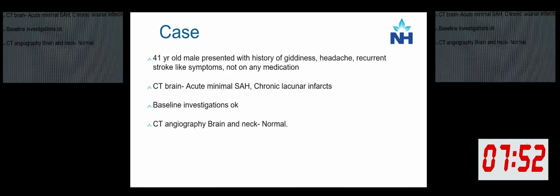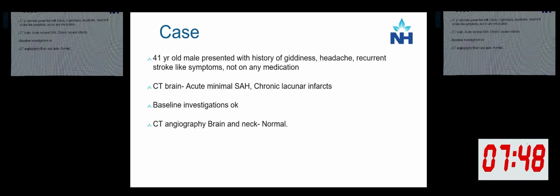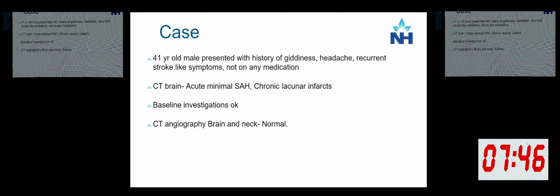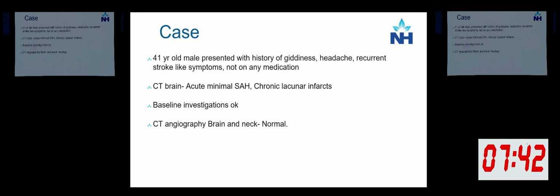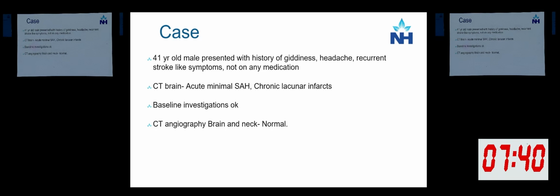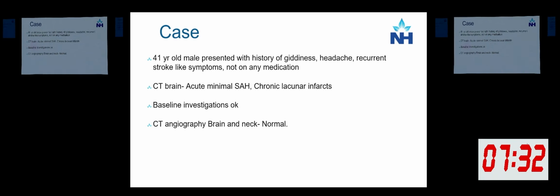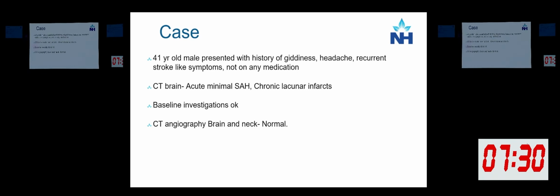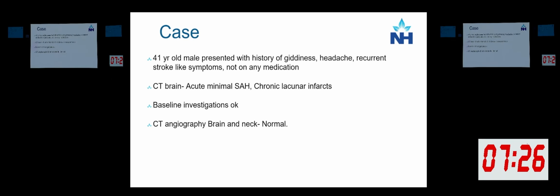As usual, we did an initial CT brain, which revealed minimal acute subarachnoid hemorrhage in the right frontal region and some areas of chronic lacunar infarcts. The other basic lab and baseline investigations were pretty normal. They did not reveal any disease, and we moved on to do a CT angiography of the neck and brain, which was also normal.